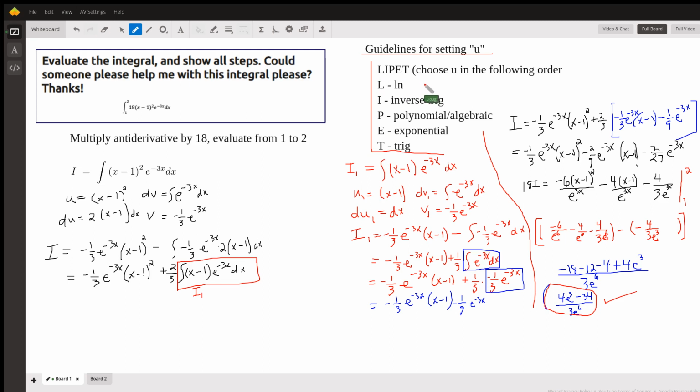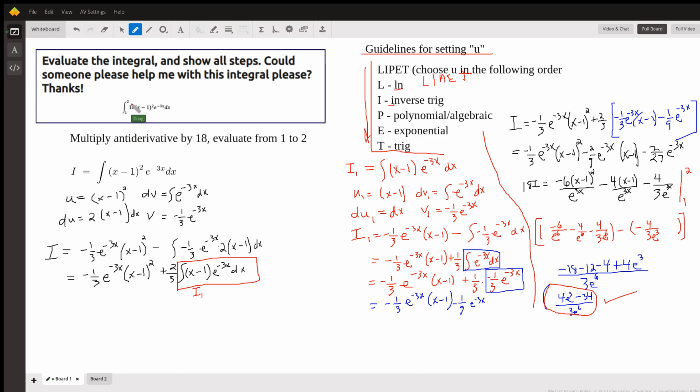It's also sometimes called LIAET. But L stands for natural logarithm, I inverse trig, P polynomial. If you use the A, it's algebraic, E for exponential, T for trig, and you set u in this order. And this doesn't always work. These are just guidelines.